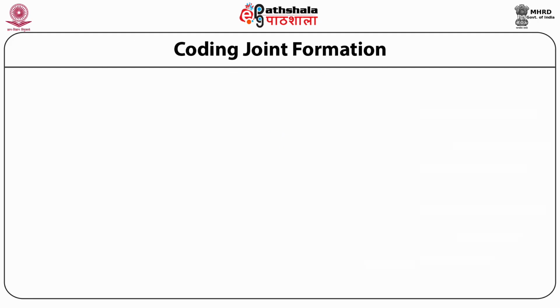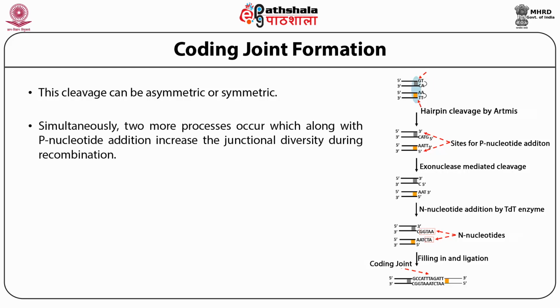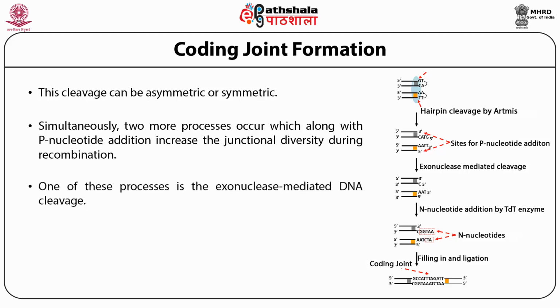Next, the enzyme Artemis cleaves the hairpin loop. This cleavage can be asymmetric or symmetric. Asymmetric cleavage generates sites for p-nucleotide addition, which is called so because the filling in reaction by DNA polymerase generates palindromic sequences. Simultaneously, two more processes occur which, along with p-nucleotide addition, increase the junctional diversity during recombination. One of these processes is the exonuclease-mediated DNA cleavage. The other process is N-nucleotide addition and is called so because it brings about non-templated addition of random nucleotides.